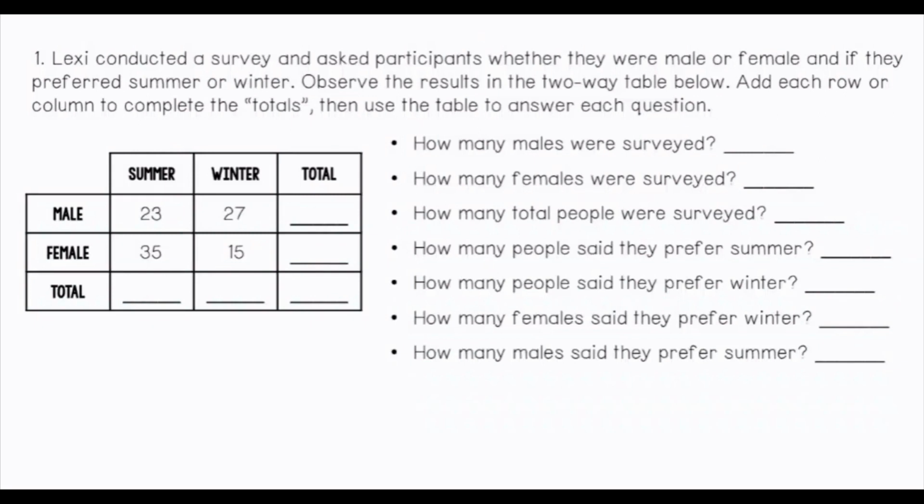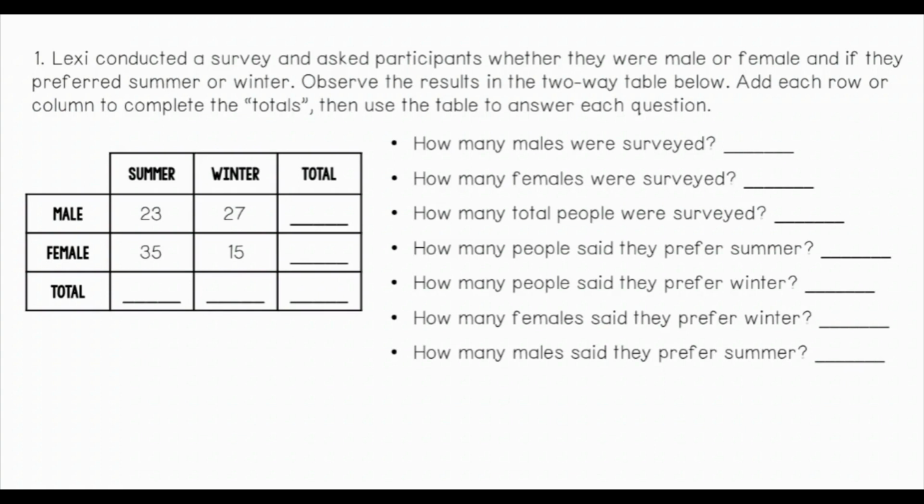Looking at problem 1, Lexi conducted a survey and asked participants whether they were male or female and if they preferred summer or winter. Observe the results in the two-way table below. Add each row or column to complete the totals, then use the table to answer each question. Our first question is how many males were surveyed.